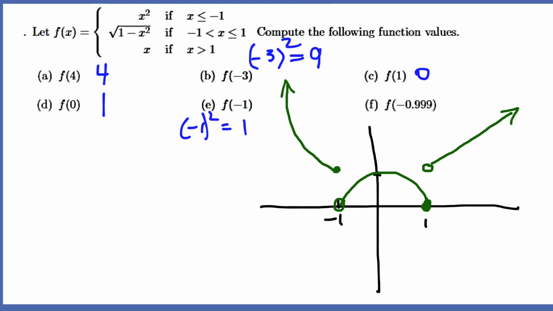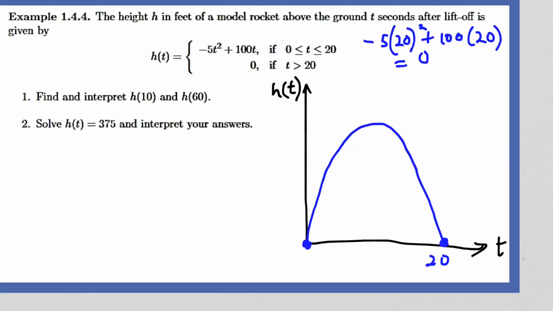Okay, so I did that, and I got 0.0447. Okay, so that's how to determine f of x when you're dealing with a piecewise function. You've got to be very careful that you're on the right piece of the function when you plug in the number. Okay, so this is a good example of a modeling problem, an application problem.